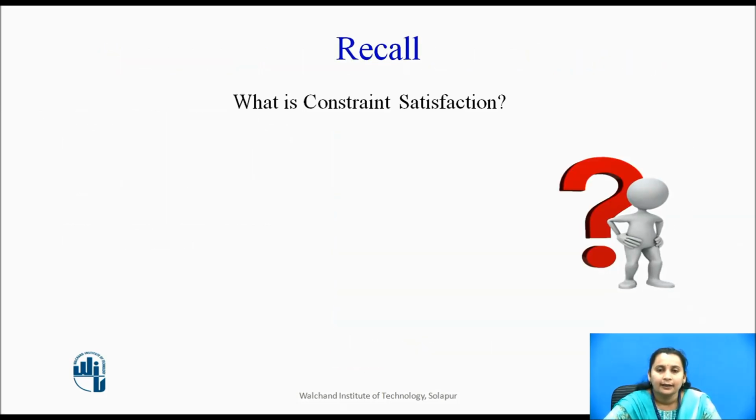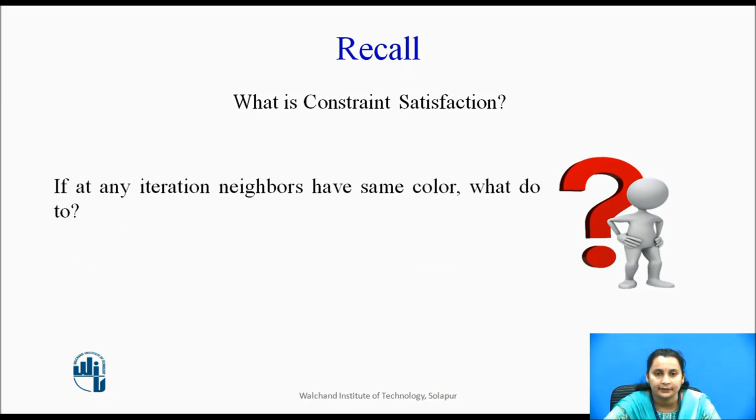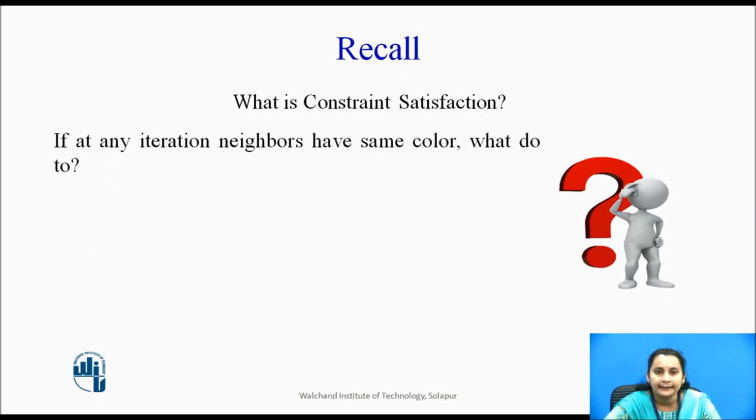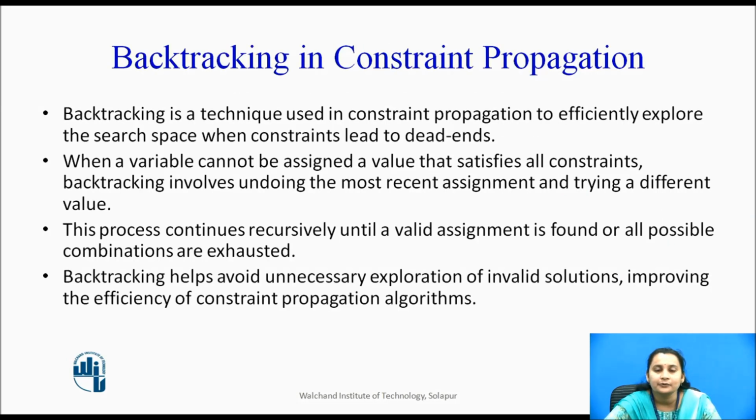I want to ask you one question. What is constraint satisfaction? It means whatever constraints are given in the problem should be satisfied in every decision. Whatever decision we take while assigning any color, the condition should be satisfied. That is called constraint satisfaction. But if at any iteration both neighbors have the same color, what to do? There is one solution: backtracking in constraint propagation.